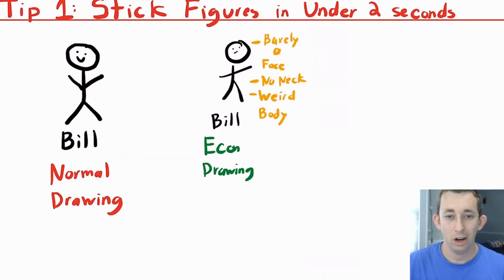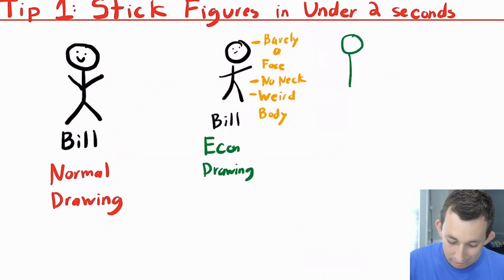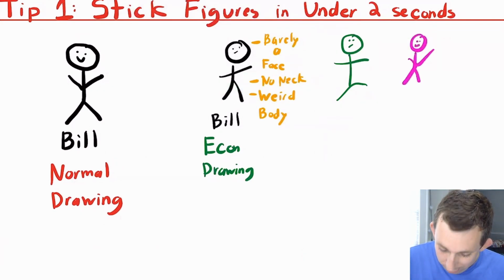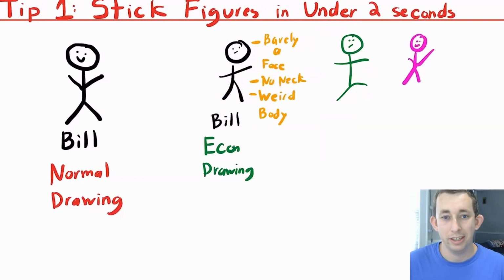And here's how you draw Bill, the stick figure, the authentic version of Bill, in under 2 seconds. All you're going to do, I'll do it slow first, then I'll do it at real speed. You just basically make a little circle, straight line, one line for the arms, one V for the legs, and then maybe dot dot face if you're feeling it. So in under 2 seconds, here's what this looks like. You just go like this. And there you have a perfect stick figure for your econ problem, and that's tip number one.